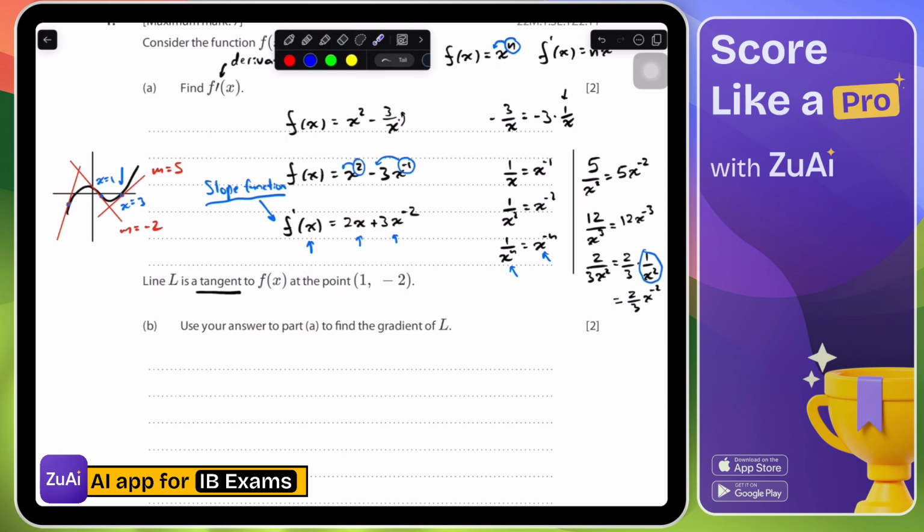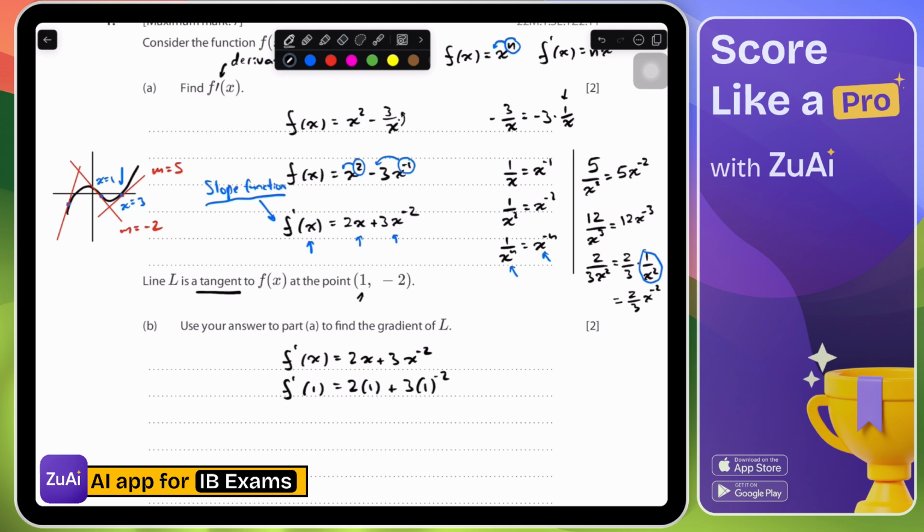Usually, actually always, our inputs for our functions, if it's just in terms of f of x, it's just going to be x. So we're really only concerned about this x here. So let's look at our slope function. F prime of x is equal to 2x plus 3x to the -2. And let's input this value of 1. If we input this value of 1 into our slope function, or our derivative, it's going to tell us the slope of a line at that given point.